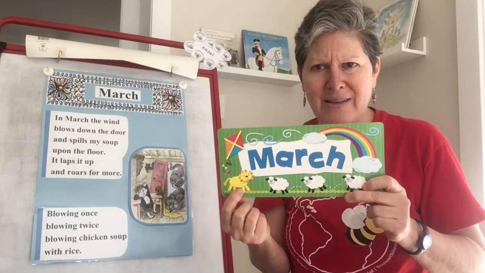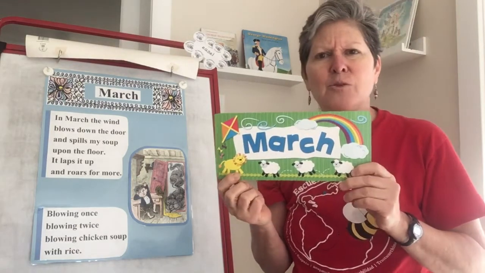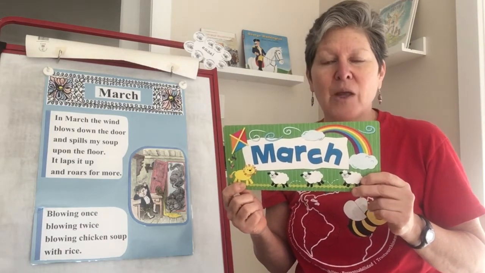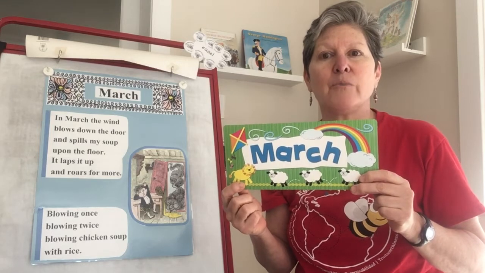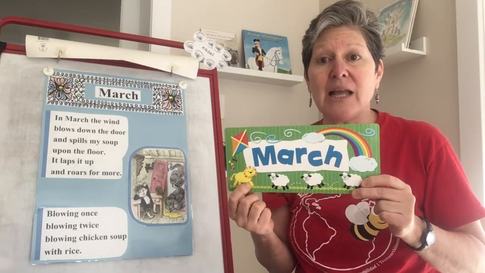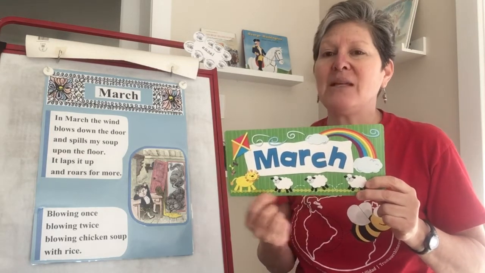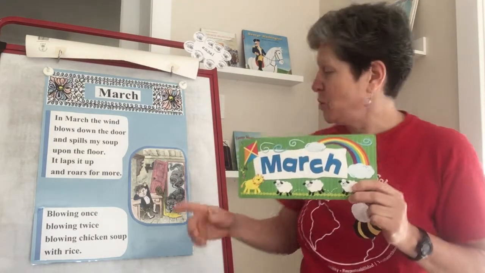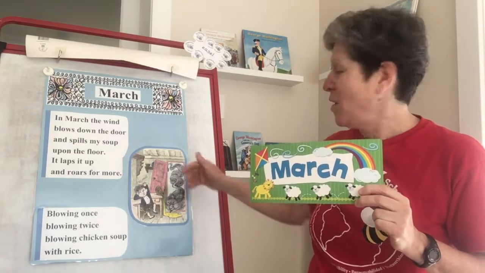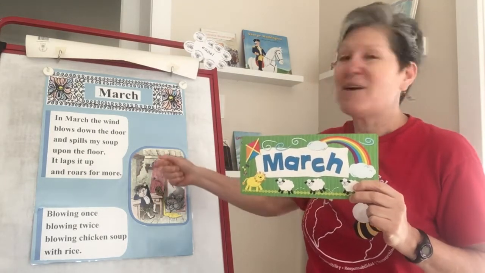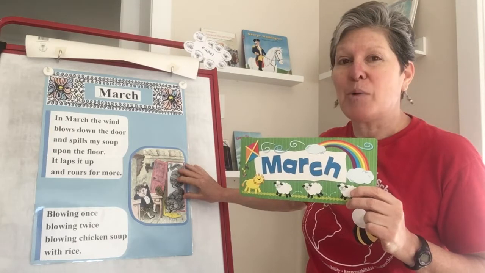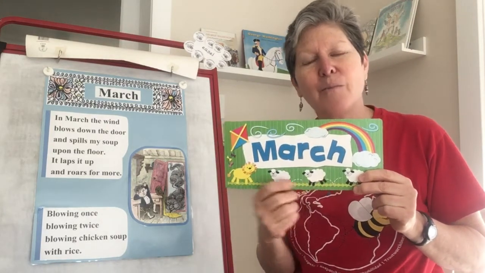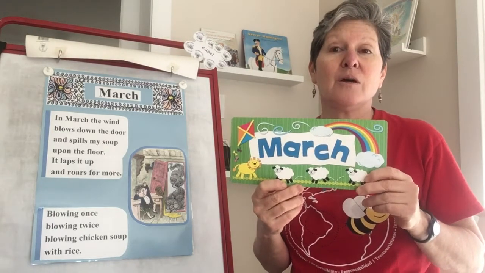But there's a lion here. And sometimes students say, why is there a lion there? Well, there's an old expression that we say. We say that the month of March is in like a lion, out like a lamb, meaning that March blows in still with some wintry storms, which is kind of the connection to the wind blows down the door and spills my soup upon the floor. So March roars in with storms, but then by the end of March, usually the weather is nicer.